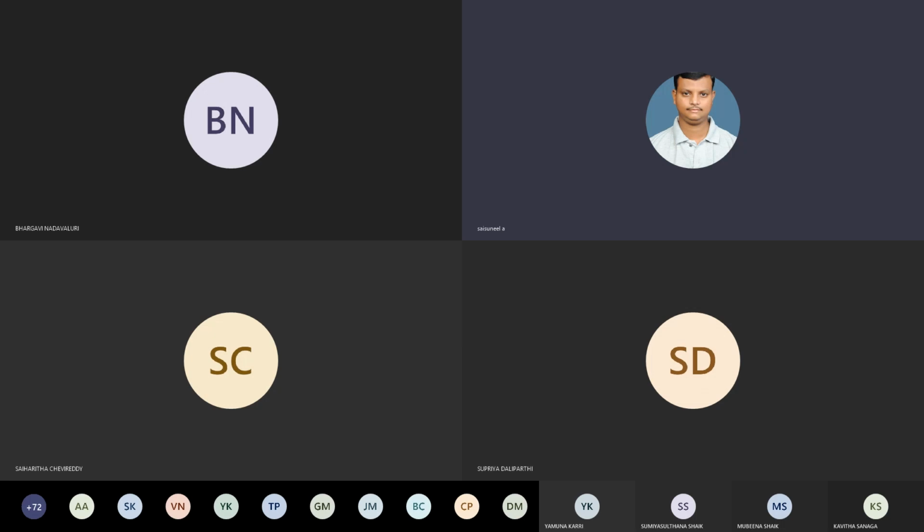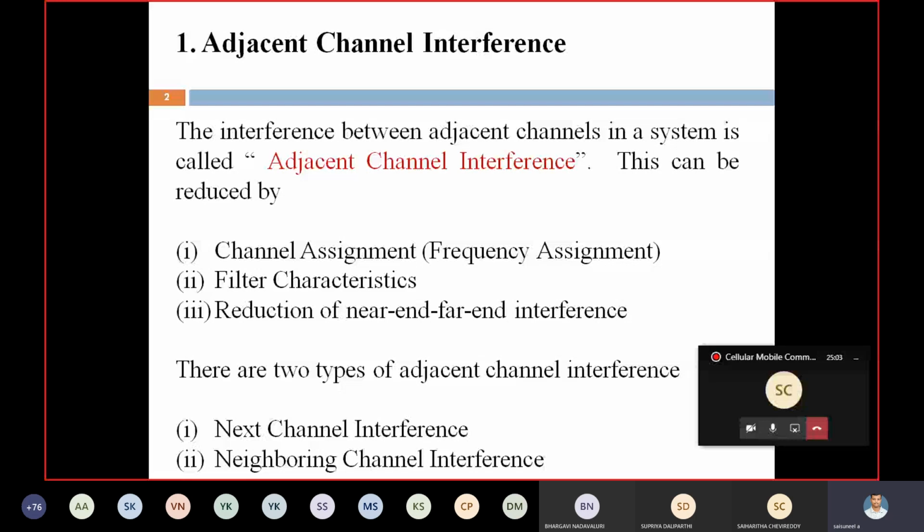How can adjacent channel interference be reduced? First one is channel assignment, nothing but frequency assignment in a proper way. We'll discuss this channel assignment or frequency assignment in the 4th unit. No problem. What is meant by channel assignment, and what is meant by frequency assignment, we discuss in the 4th unit.